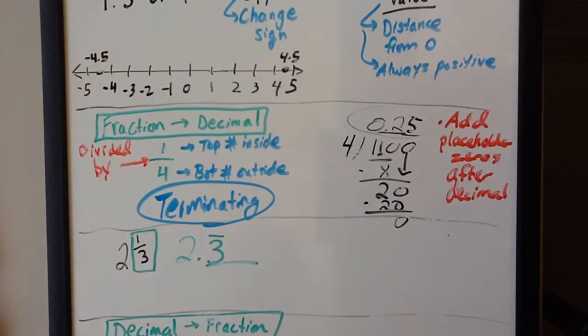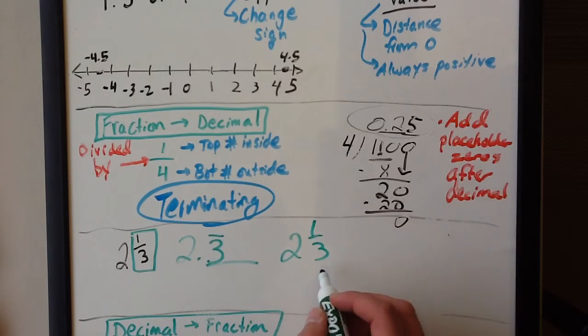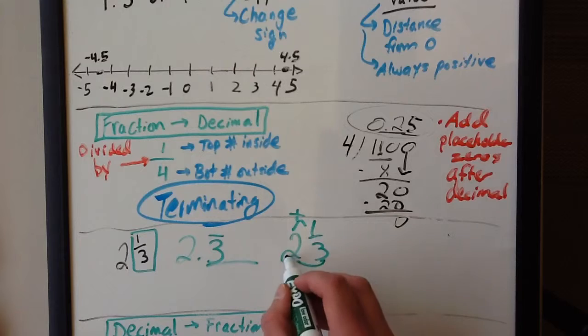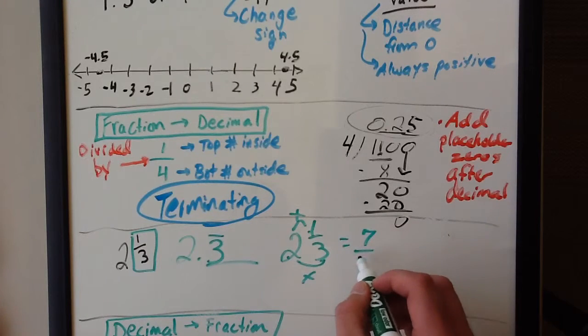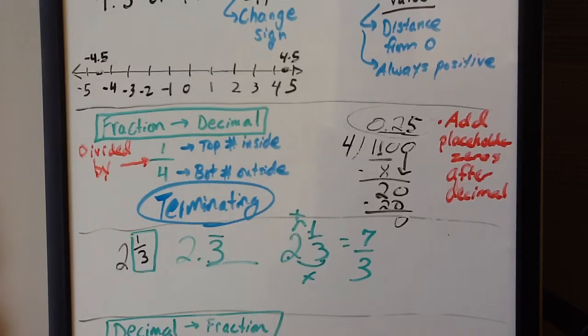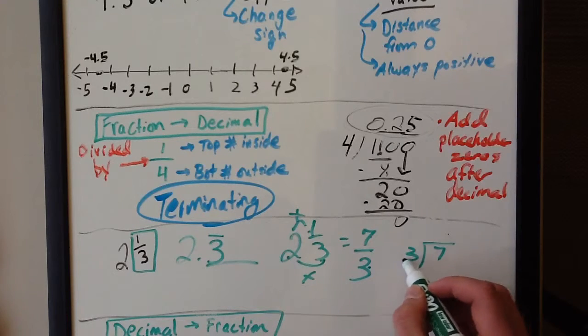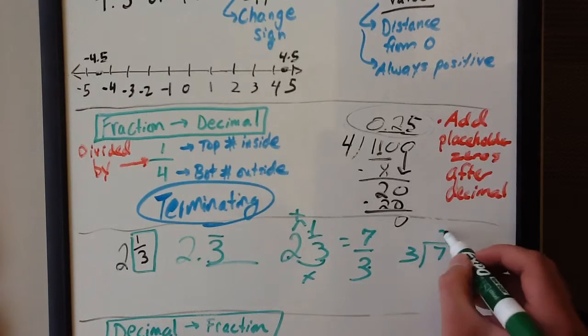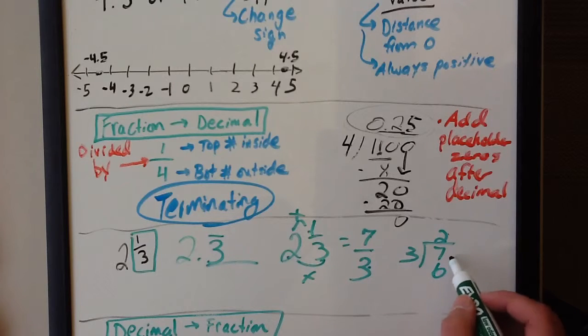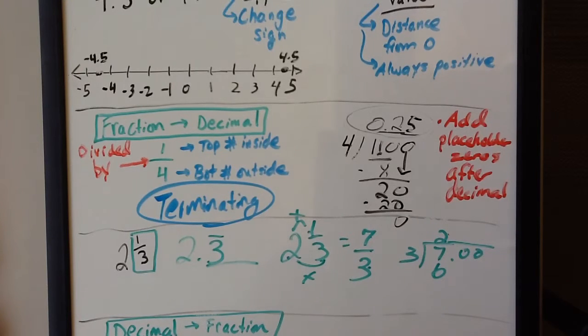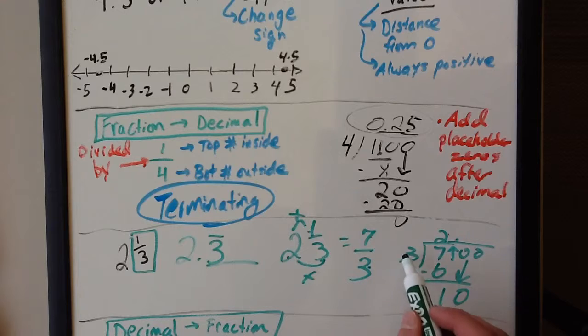The second approach is to make this mixed number an improper fraction by using the C method, right? 3 times 2 is 6, plus 1 is 7, over the original denominator of 3. And if you have 7 over 3, well, this just means 7 divided by 3. So top number inside, bottom number goes outside. 3 goes into 7 twice. 2 times 3 is 6. I have to add placeholder zeros so that I can continue to divide. 7 minus 6 is 1. Bring down the next digit. The decimal goes straight up into your answer. 3 goes into 10 3 times. 3 times 3 is 9.